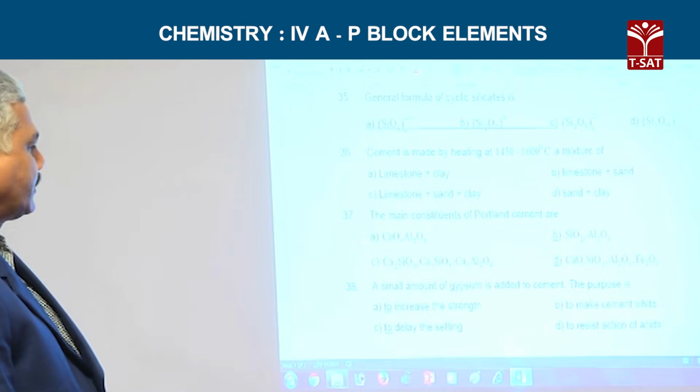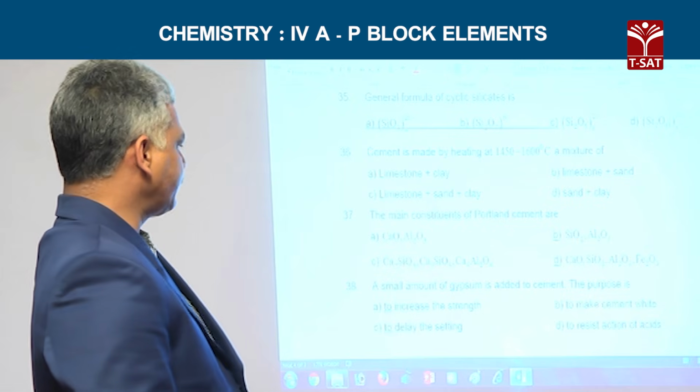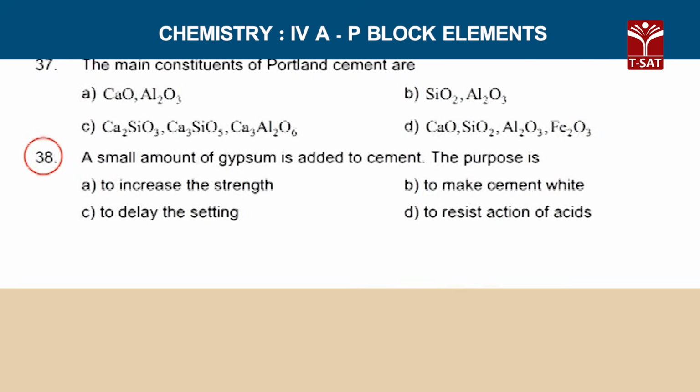38th question. A small amount of gypsum is added to cement. The purpose is, given options are to increase the strength, to make cement white, to delay the setting, to resist action of acids. Correct option is C, to delay the setting time.